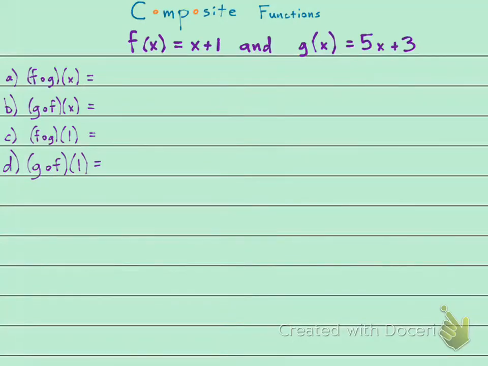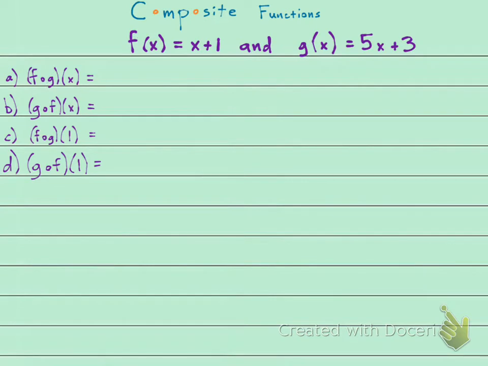All right, we're going to find the composite function of these two functions here. They tell us that f of x is x plus 1, and a separate function, g of x, is 5x plus 3. And if you look at this word composite function, look at how I write this. You see those little bitty o's? That's to remind you of the little bitty o's right here.